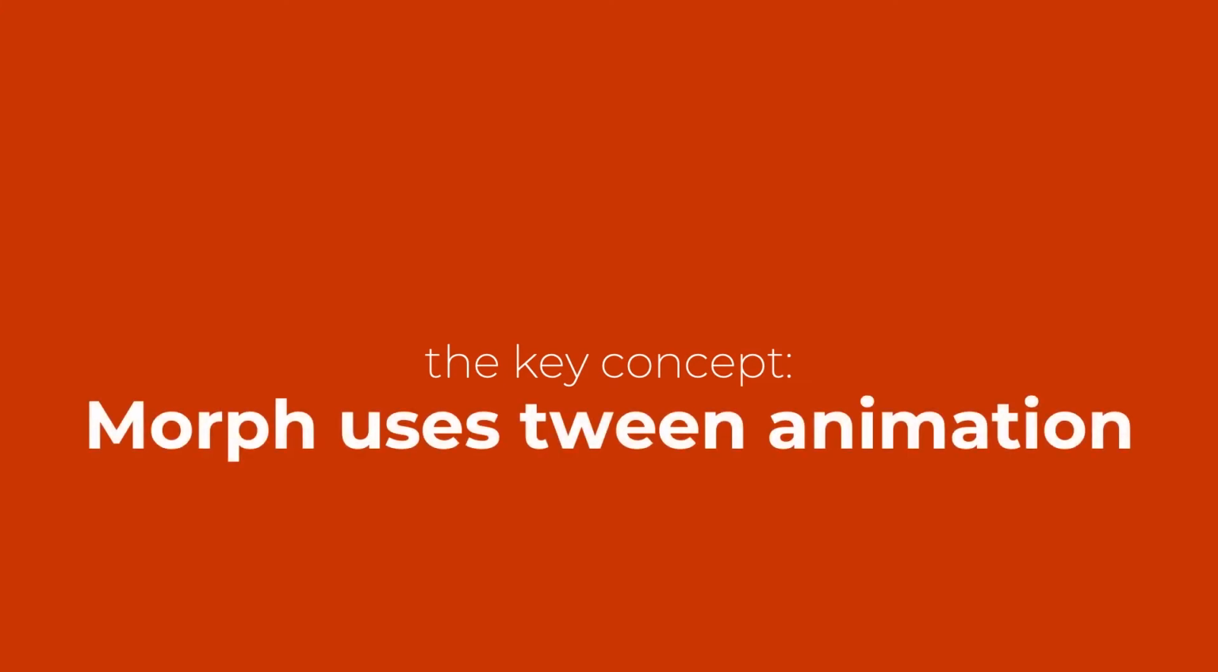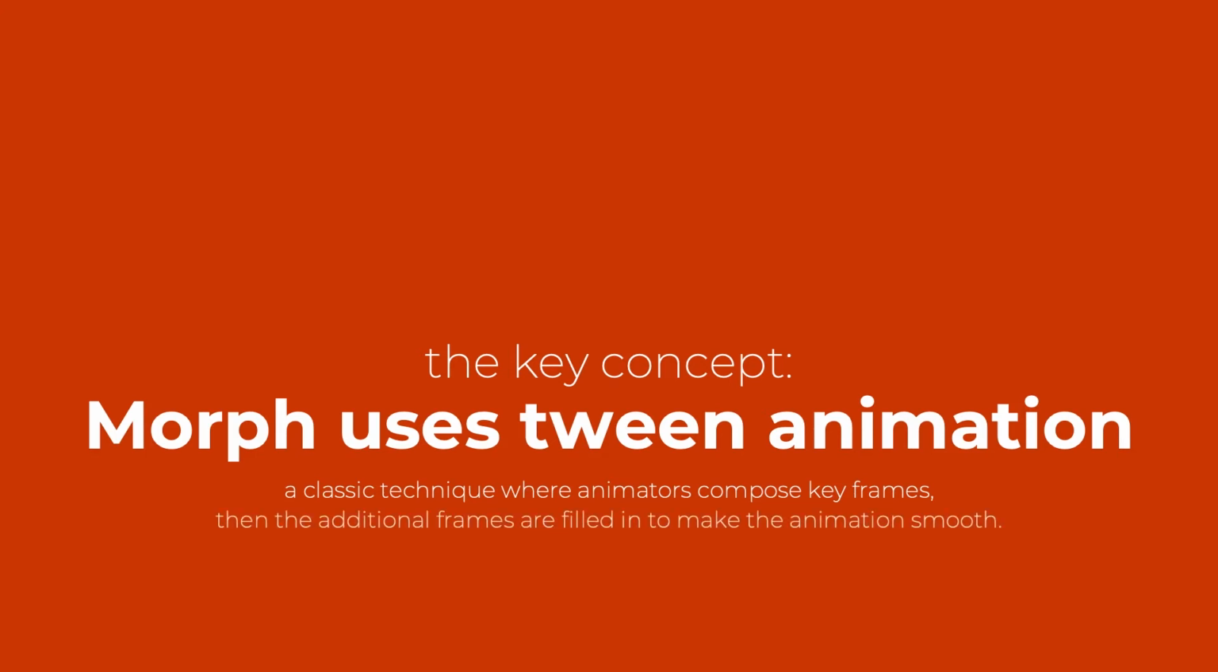The key concept when you're building morphs is that morph uses tween animations. Old school technique. They did it in hand drawn animations where they would draw the keyframes and then go back in with light tables and onion skin them and add in the additional frames to make the animation smooth.